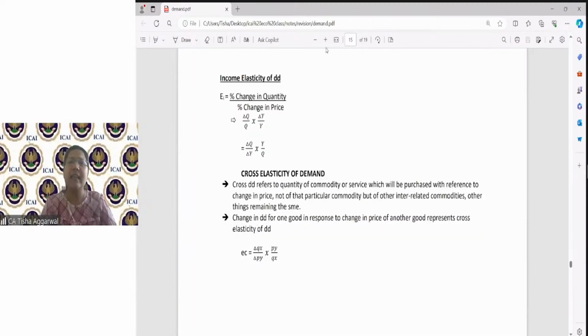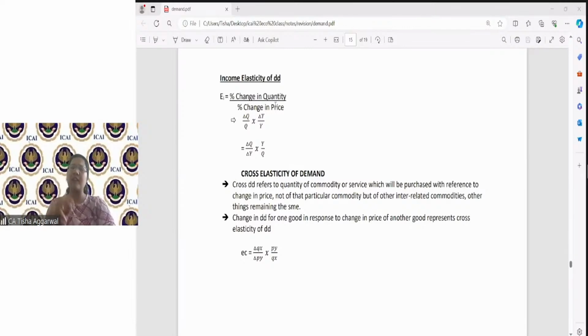Next is the income elasticity of demand. You always know the price of a product is a factor affecting the demand, and in the same way the income is also there to affect the elasticity of demand. So if I talk about the income elasticity of demand, it is the percentage change in quantity upon the percentage change in, sorry, not price, but income. So income we have already discussed.